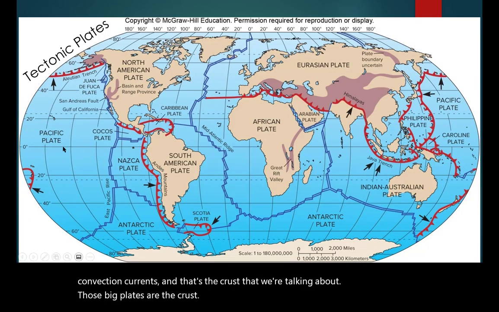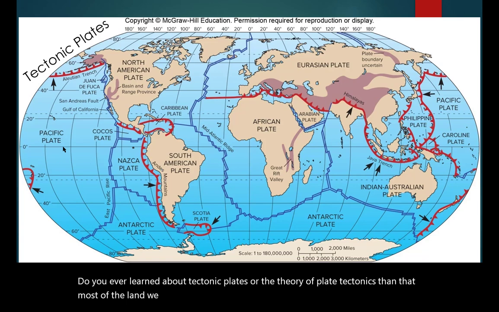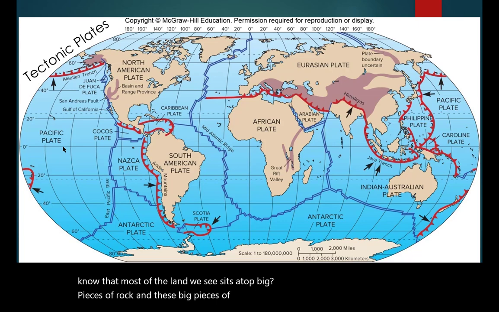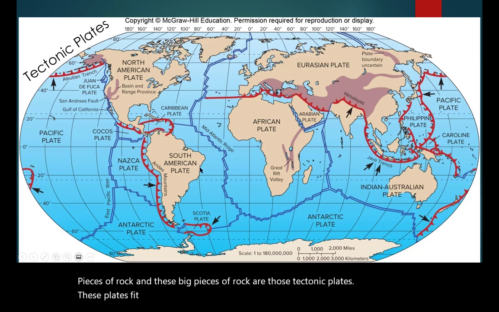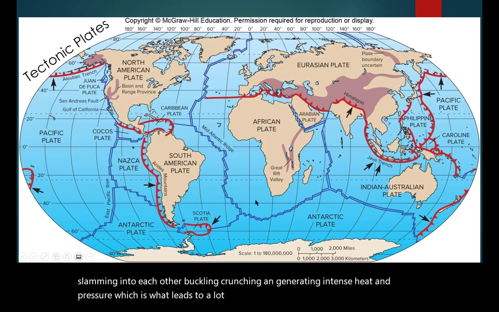If you've ever learned about tectonic plates or the theory of plate tectonics, then you know that most of the land we see sits atop big pieces of rock, and these big pieces of rock are those tectonic plates. These plates fit together, but they're also sliding underneath one another or slamming into each other, buckling, crunching, and generating intense heat and pressure, which is what leads to a lot of volcanism.